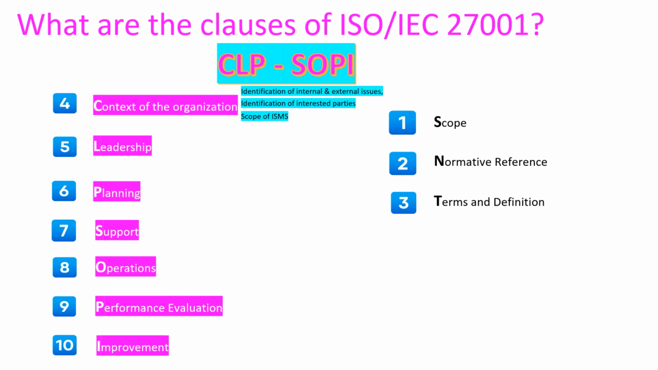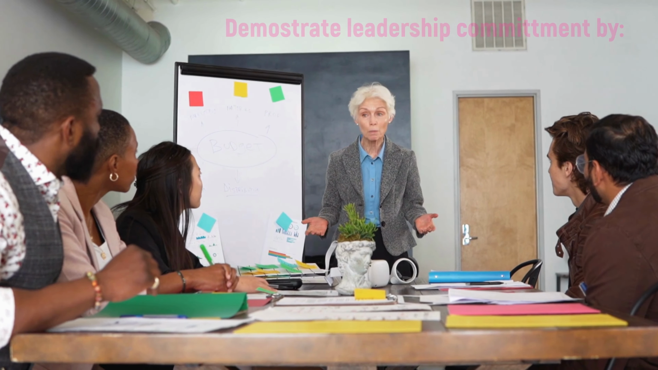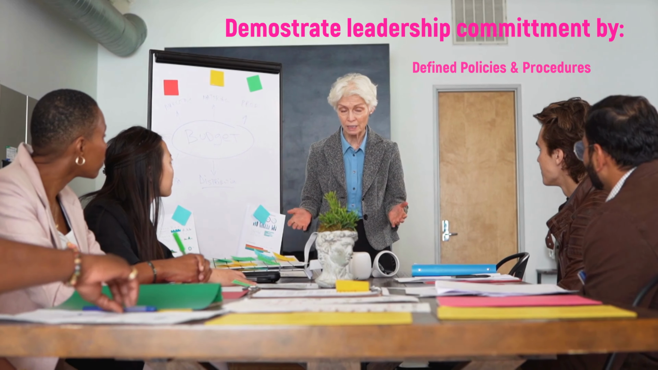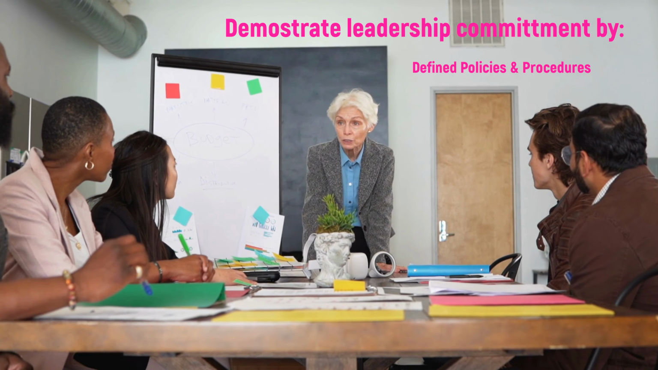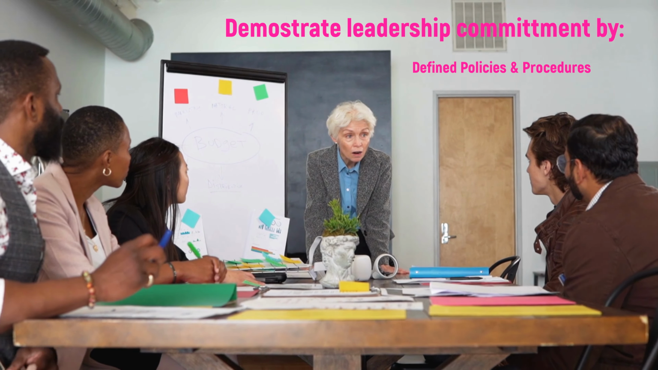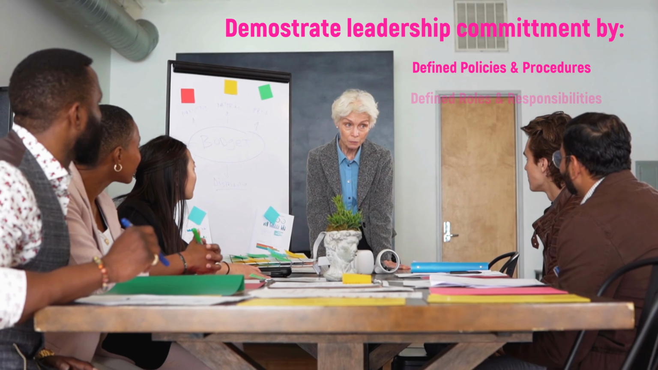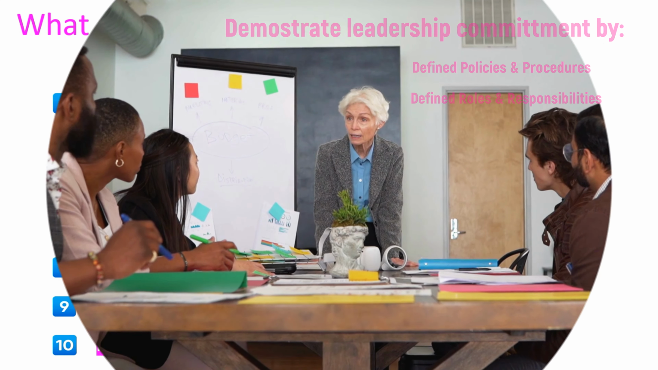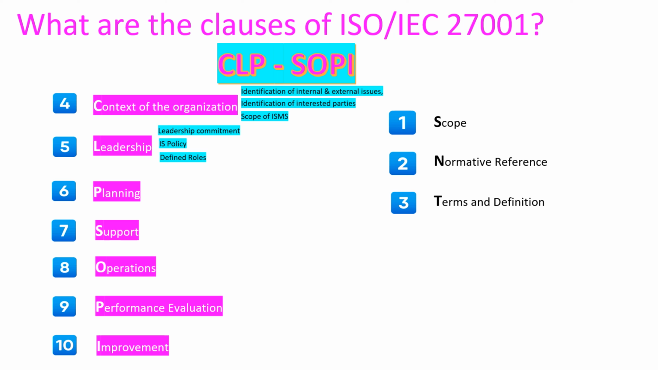Clause number 5 is about leadership. It requires the top management to provide leadership and commitment to the information security management system, establish an information security policy and ensure it is communicated within the organization, and assign roles and responsibilities for the ISMS, ensuring that relevant staff are accountable for security management. We will discuss in detail how to audit the same in our subsequent lectures.